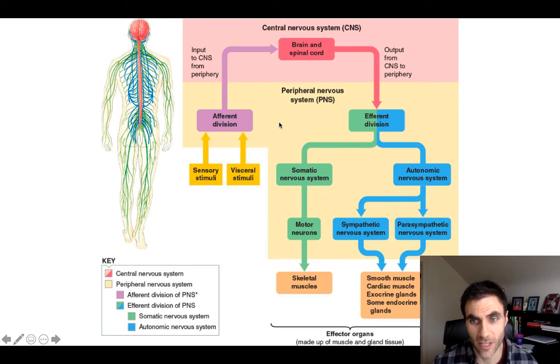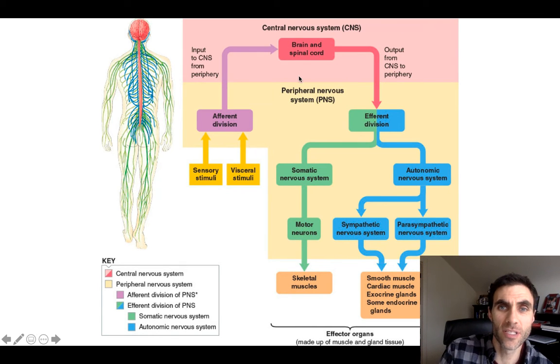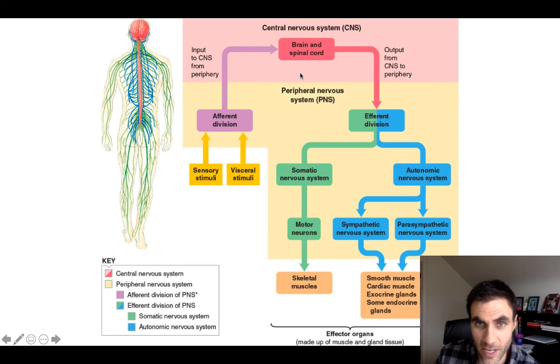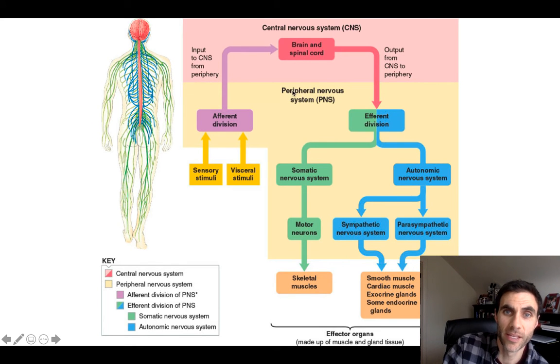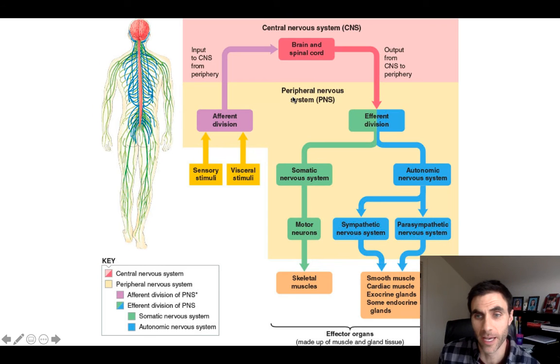But first, any discussion of the nervous system always begins with a quick overview of the divisions. So, as we look at the screen, I hope you can see my mouse. The first two divisions that we're going to take our nervous system and divide into are the central nervous system and the peripheral nervous system. Okay, and this is the division that's just spatial.